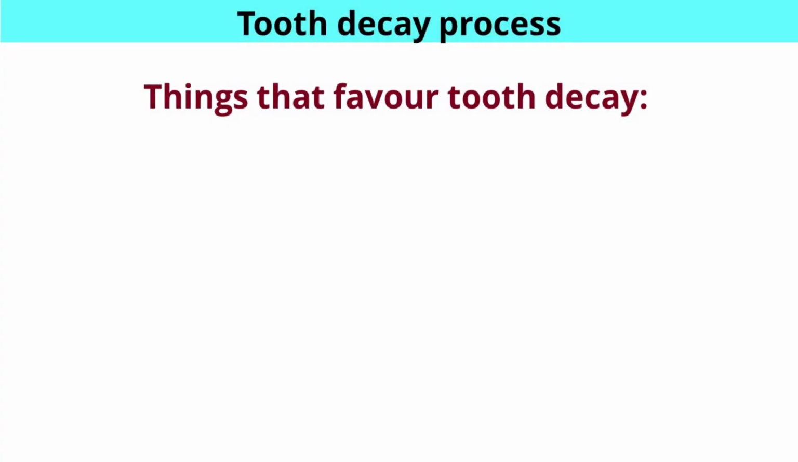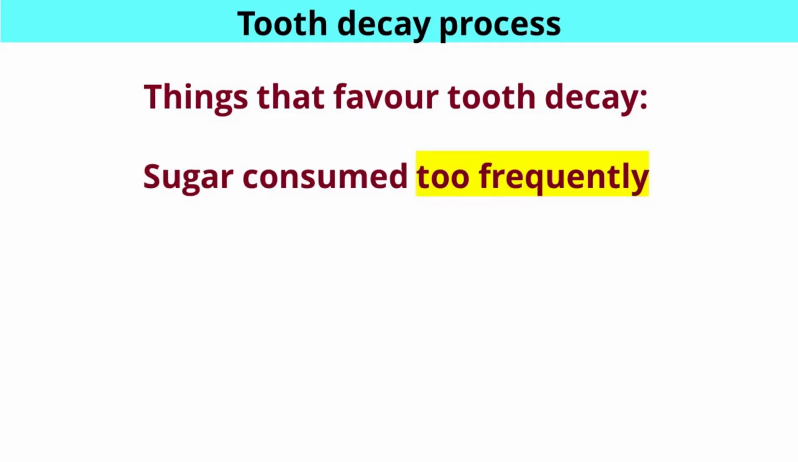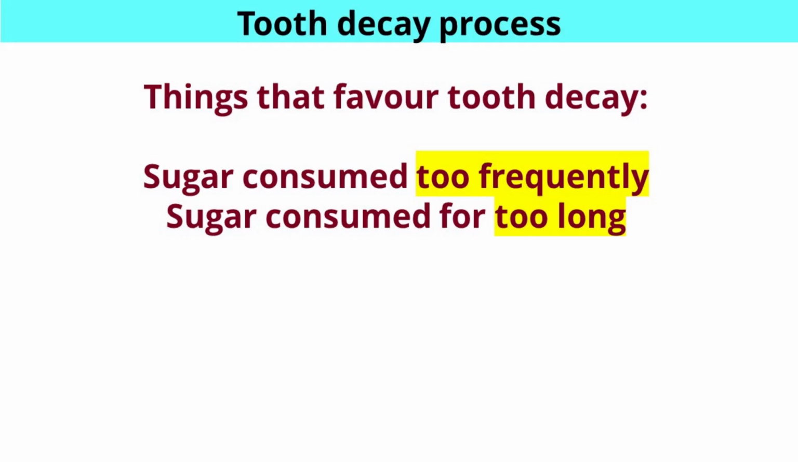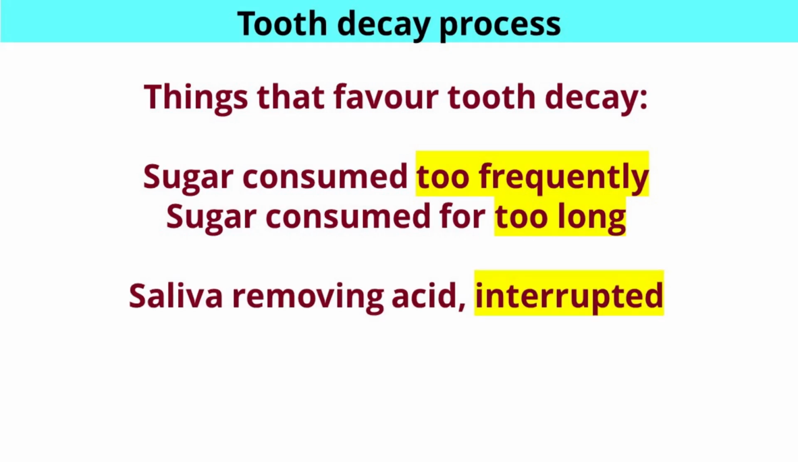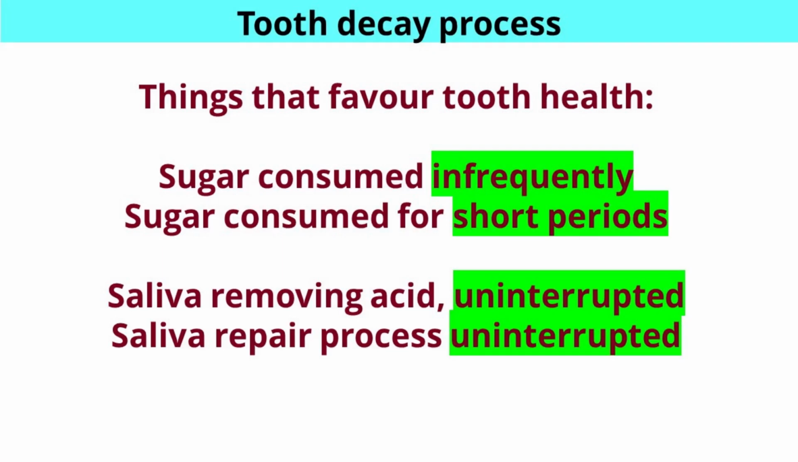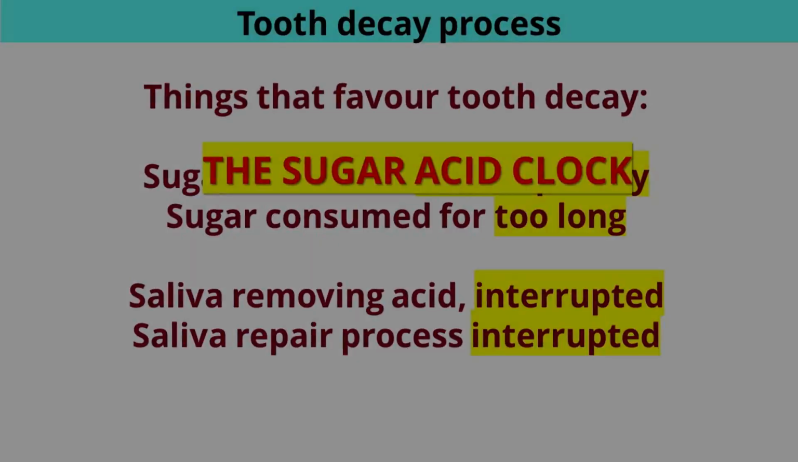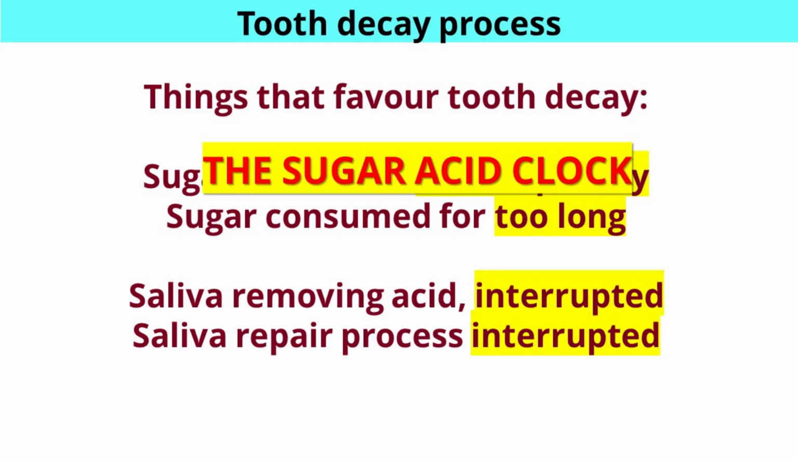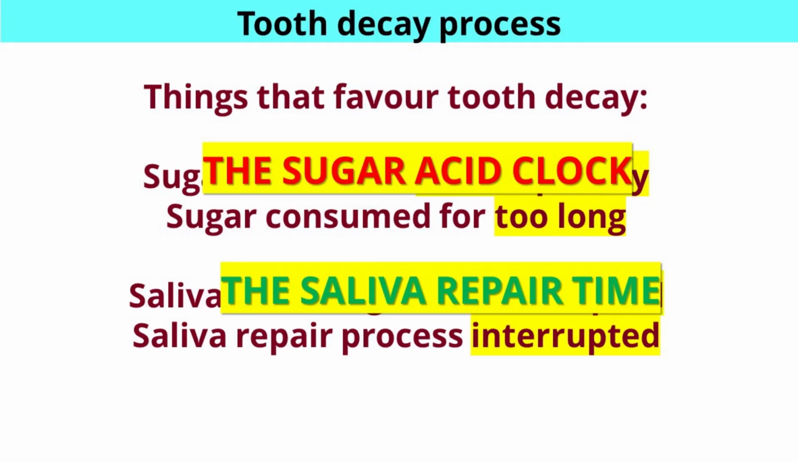Things that favour tooth decay are sugar consumed too frequently and sugar consumed for too long. The process of saliva removing acid is interrupted, and the saliva repair process is interrupted. And things that favour tooth health are the opposite. Today we are looking at the sugar acid clock and the saliva repair time.